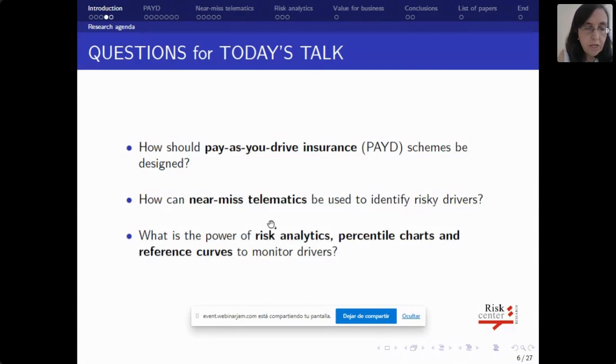And the third question I want to introduce today is a little bit of new methods that we are working on today. I mean, this is the result of a very long time of working in the research group at the University of Barcelona. And this last part, where we use risk analytics and percentile charts and reference curve, is the current topic of our research. So I'm going to show you also a little bit of what we are doing now. Okay, let me start with my first part. So my first part is how pay-as-you-drive insurance schemes should be designed.